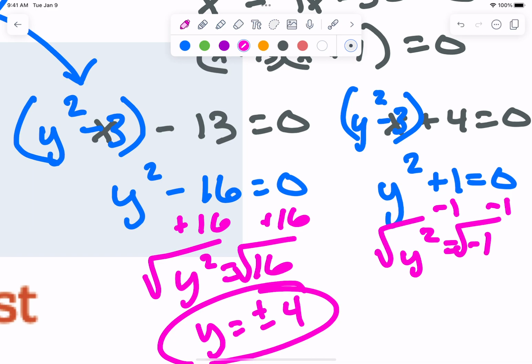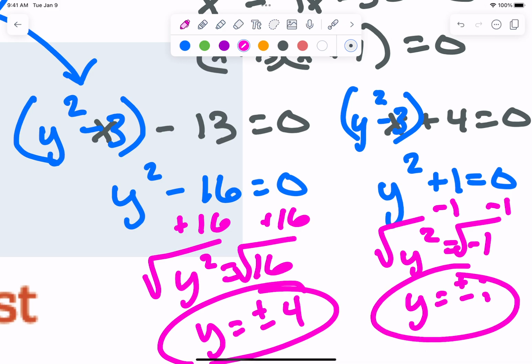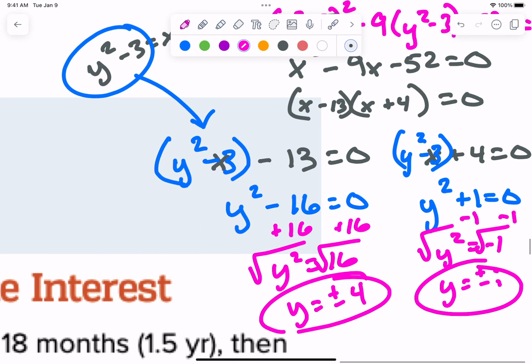What's the square root of negative 1? I, and we need plus and minus. Okay, how many places should this thing cross? Maximum 4. How many does it actually cross? That's 2. Okay, good. Those are my 4 answers. What else you got?